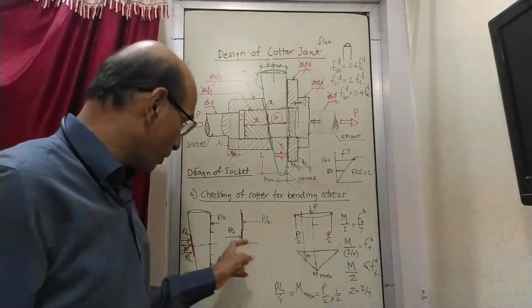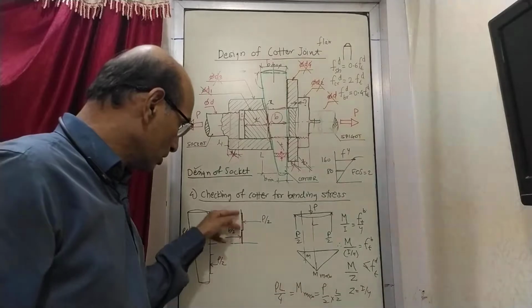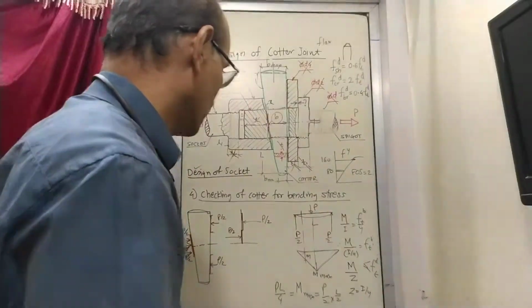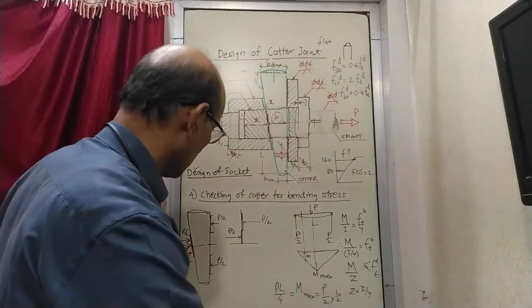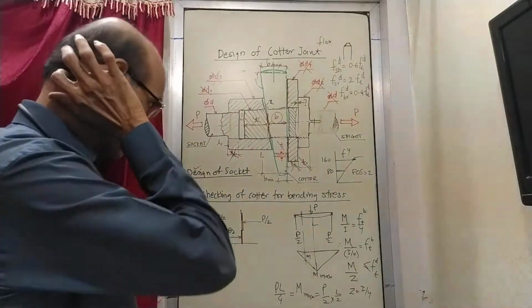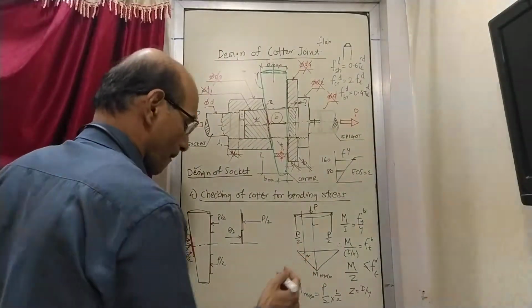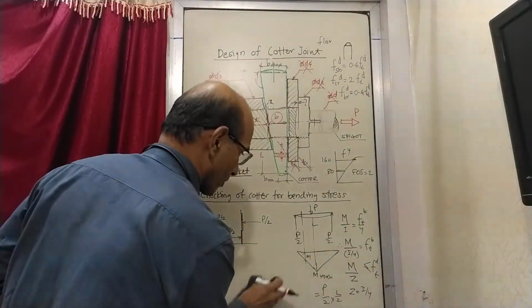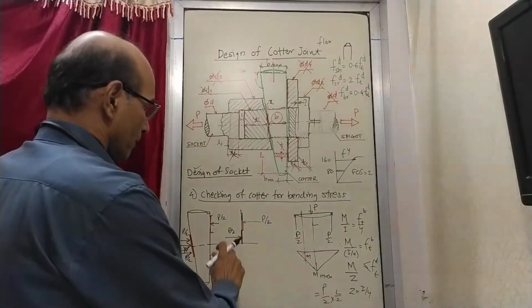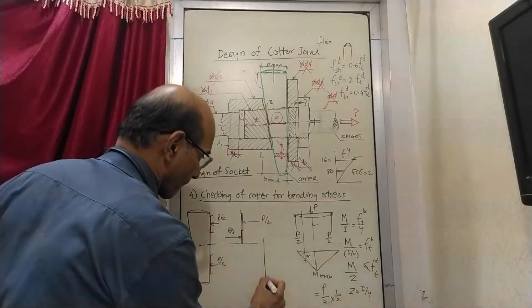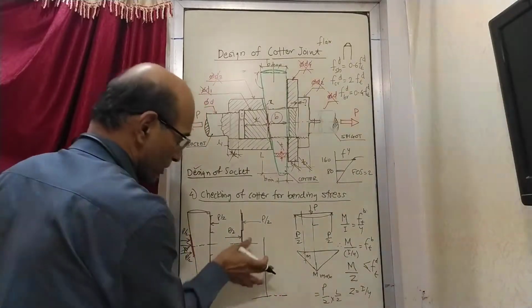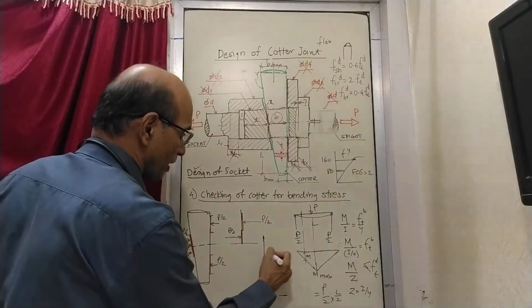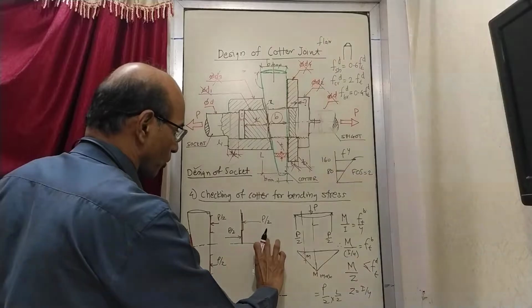Now the only thing is, where is this applied? Is it applied at the middle point, or is there something else that is to be thought of? To find that out, let me draw a different sketch here. I am drawing this figure again, slightly larger. This is P by 2, and on this side also it is P by 2. The only thing is where it is to be drawn.